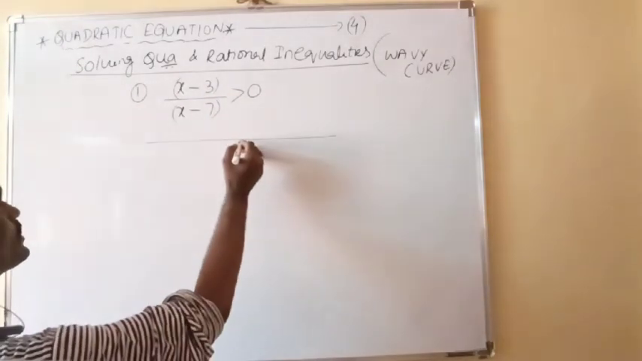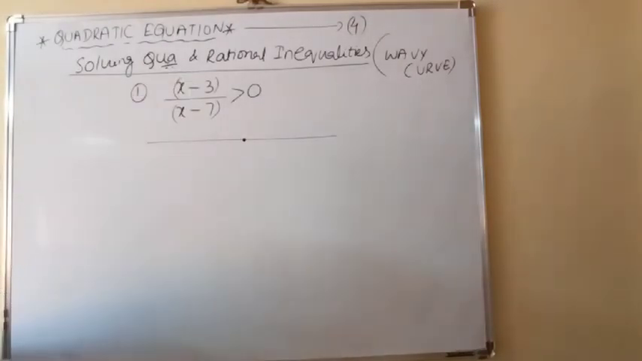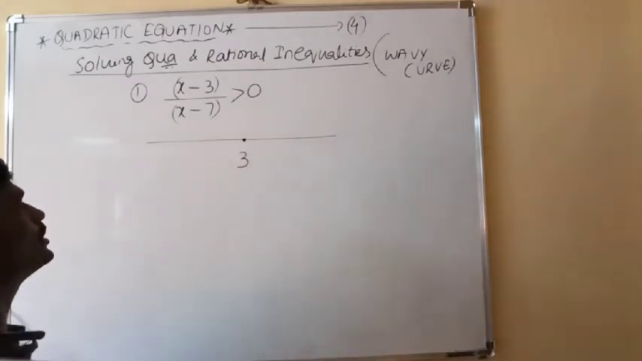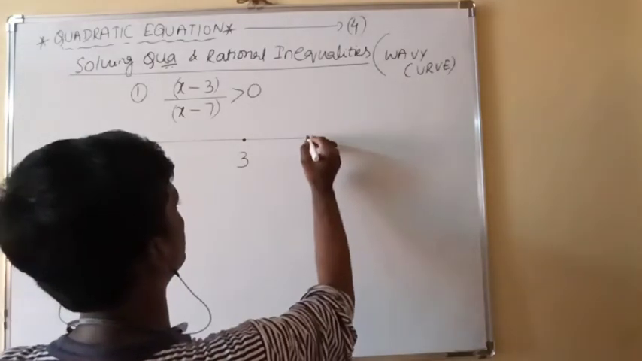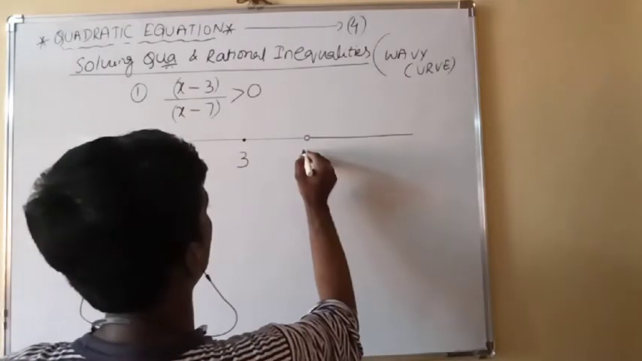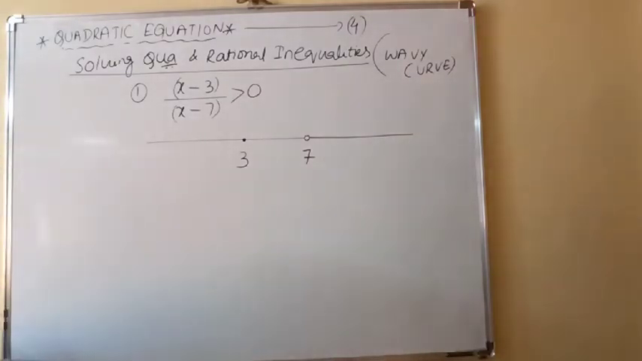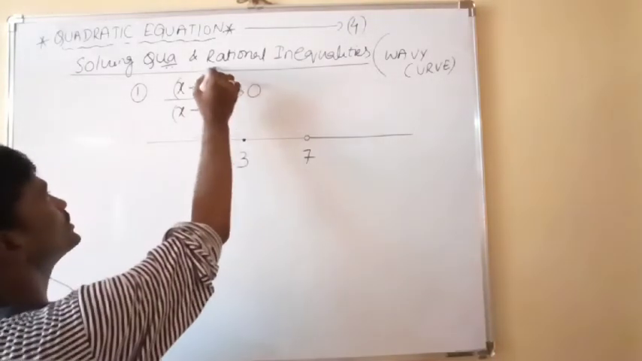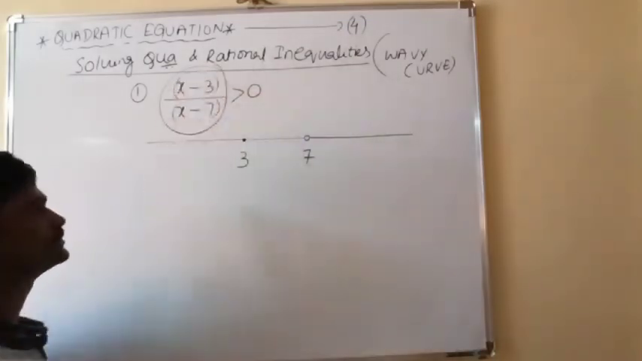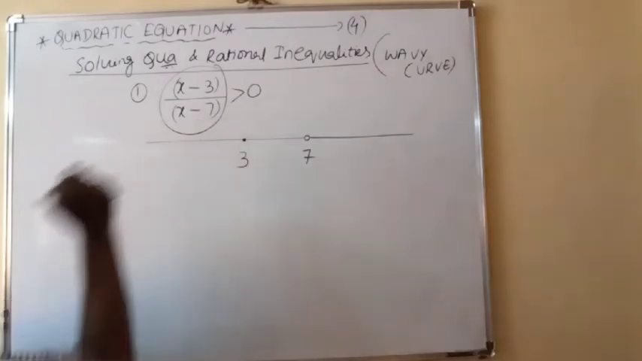So what is the point for what value of x the numerator is 0? Clearly when x is equal to 3, the numerator is 0, right? And when the denominator is equal to 0, clearly when x value is 7, and at 7 you keep a circle. Why are we keeping a circle? Because at x is equal to 7, this function is not defined. Okay, that means 7 is not in the domain of this function.